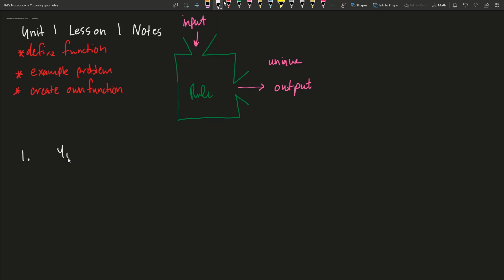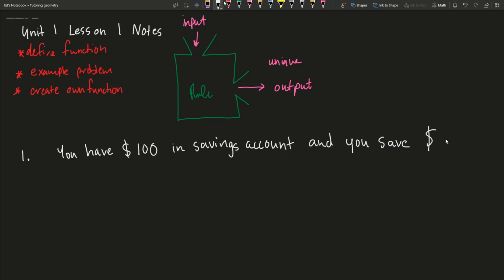So this is the first situation. You have $100 in a savings account, and you save $20 a month. I abbreviated month because I ran out of room here. I just put MNTH. I don't even know if that's how it's supposed to be abbreviated.